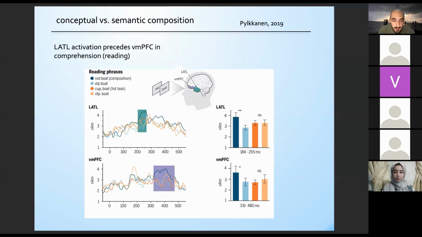Same activation in your ventromedial prefrontal cortex, but as you can see from this nice graph, this would peak at about 350 milliseconds, so about 100 milliseconds later compared to the activation in LATL. This tells you something about the beauty of MEG, because in fMRI you wouldn't be able to find this effect. Here is your peak of activation in your LATL, and this is your peak in the ventromedial prefrontal cortex.